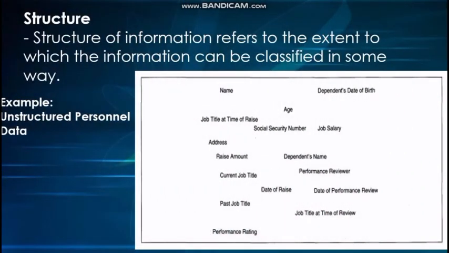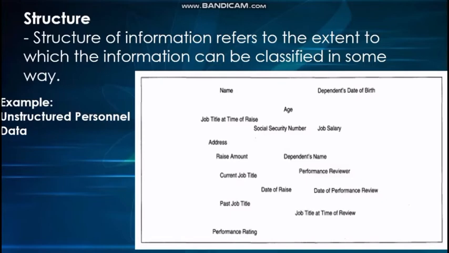Next is structure. Structure of information refers to the extent to which the information can be classified in some way. So when you begin collecting information about employees for a personnel application, of course you will get their information such as the employees' skills, job history information, company position history, salary history, and performance reviews. The information comes to you in pieces that may not have an obvious structure. But you know that all of the data relates to an employee, so there must be relationships somewhere.